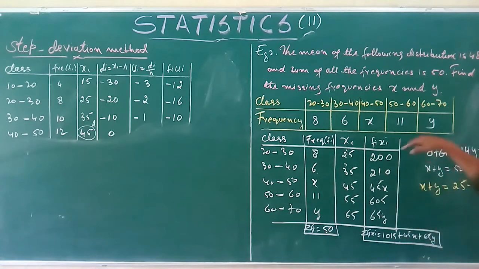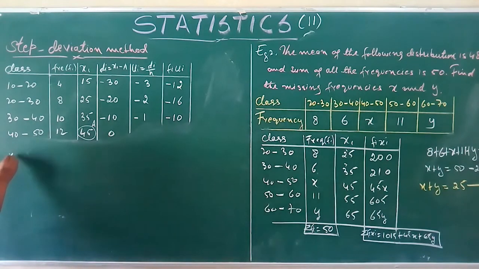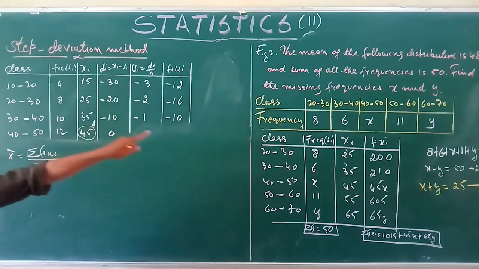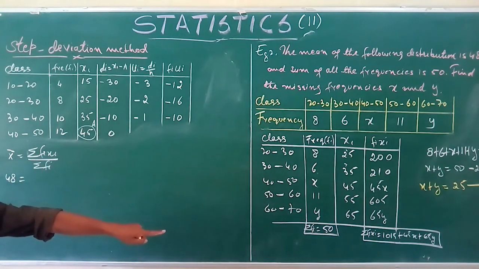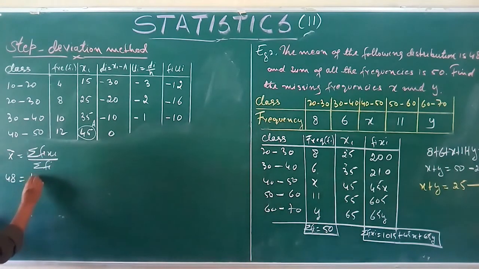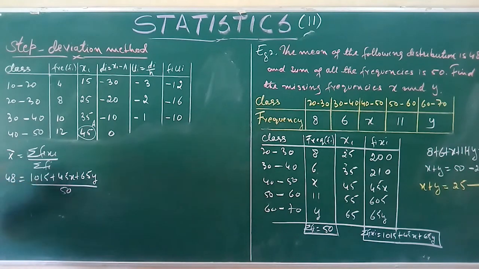Now, next, we are going to use the mean formula. Next is mean. The mean formula: summation of fixi divided by summation of fi. So mean is given, that is 48. So it is 48, which is the summation of fixi, that is 1015 plus 45x plus 65y divided by 55. Cross multiply the two sides.